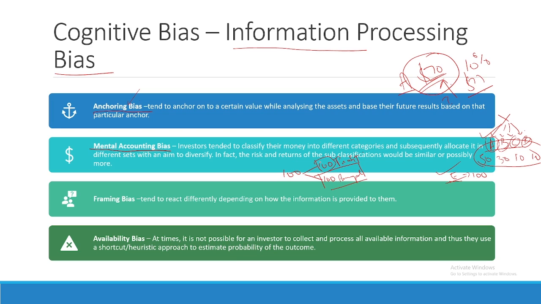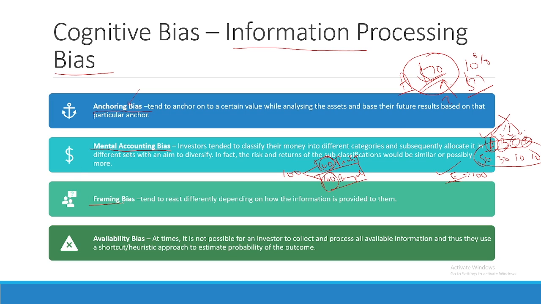But people should be mindful of the fact that because this 100 is also your capital, you should treat this 100 and this 100 equally, because if you treat them separately, then you are mentally accounting them as separate entities, but instead they are just one entity in total.